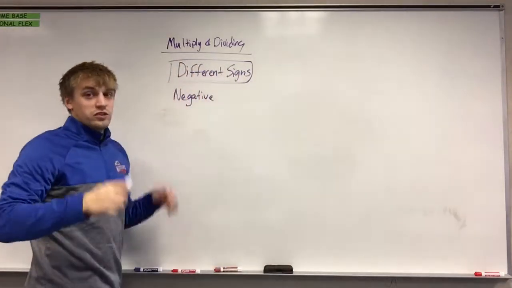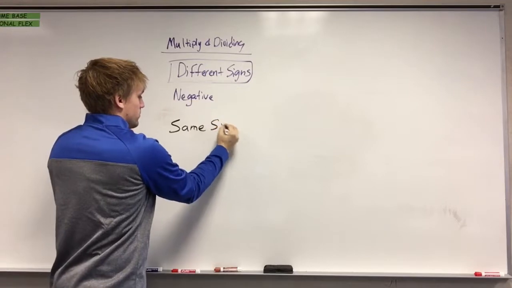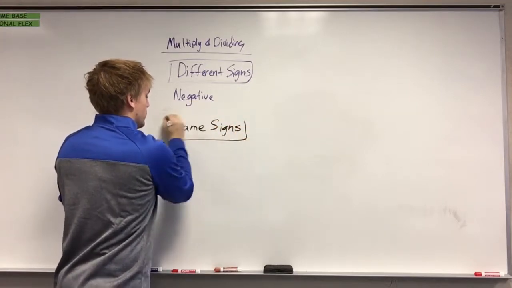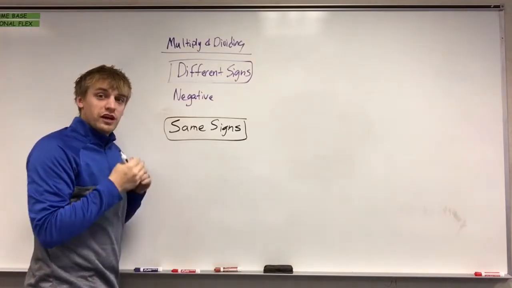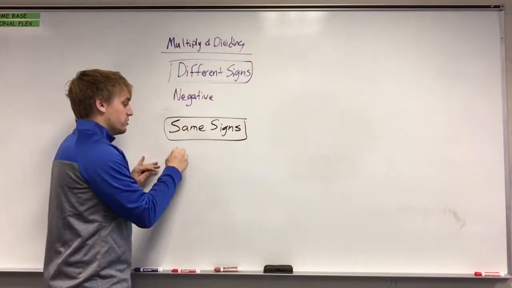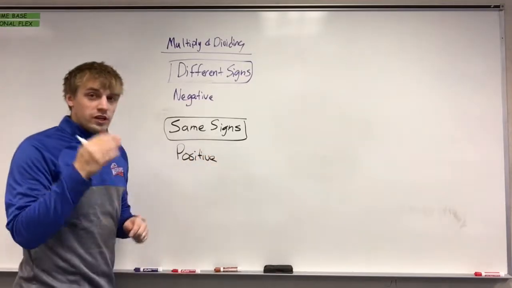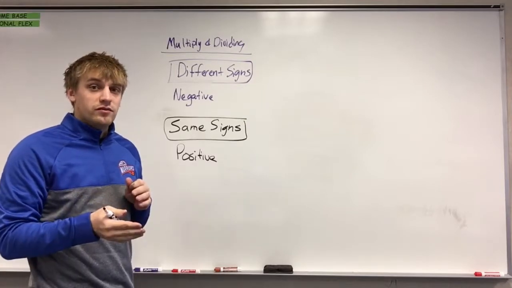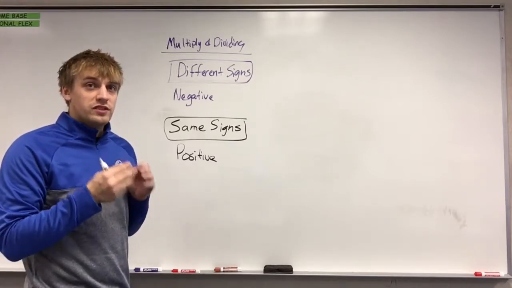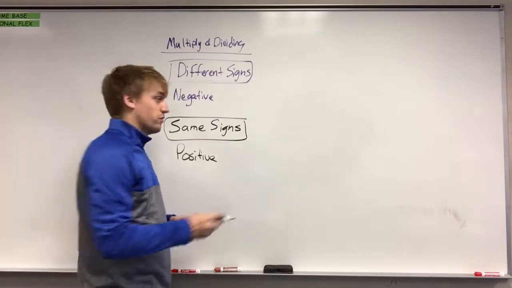The other half of this is when the signs are the same. So when we have same signs, when our numbers have the same signs, the answer is going to be positive no matter what. So when you're multiplying or dividing two numbers that have the same sign, your answer is going to be positive. Let's go through a couple.